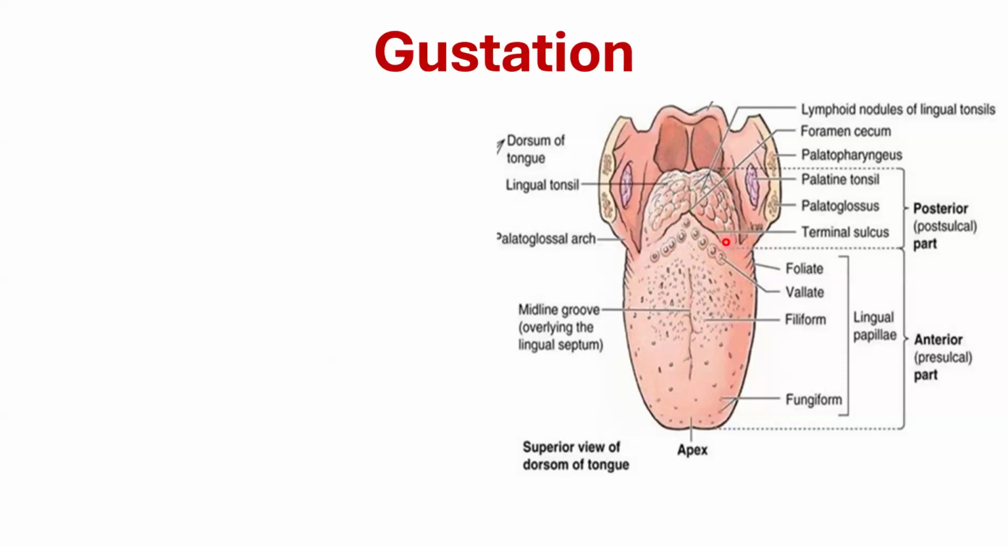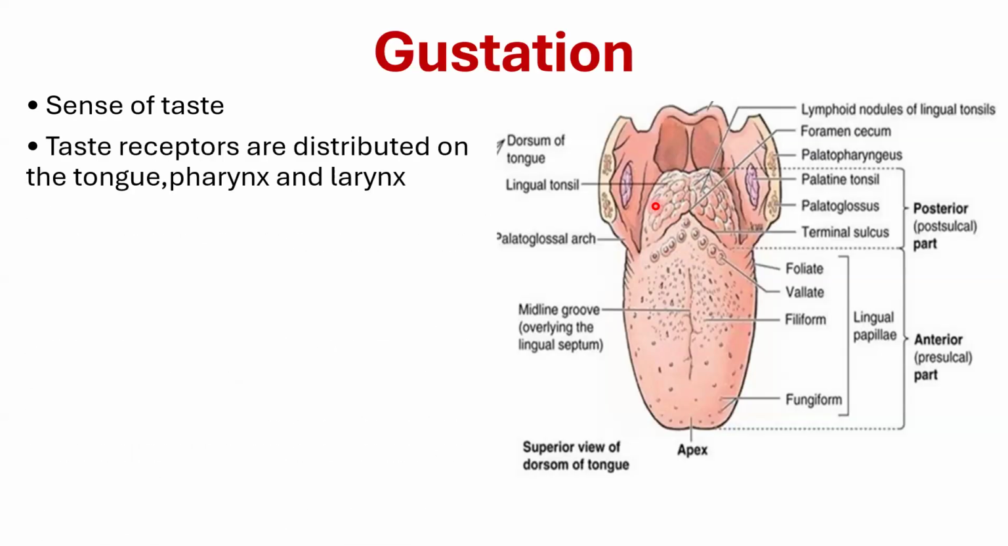And anterior to it, you have some lingual papillae, which we'll discuss in a few minutes. Then the posterior 1/3 has the lingual tonsil, and this lingual tonsil makes up the Waldeyer ring, as you'll see in a few minutes. So the tongue now is a sense organ for taste, and these taste receptors are found in the taste buds, which are distributed in the tongue, the pharynx, and the larynx, and even some parts of the oral cavity.